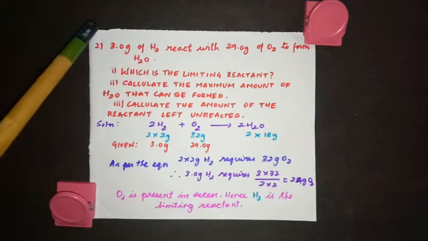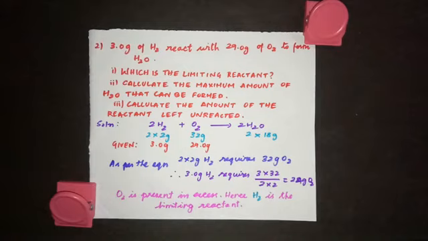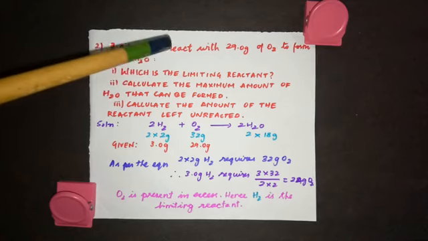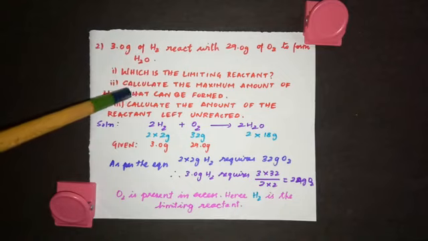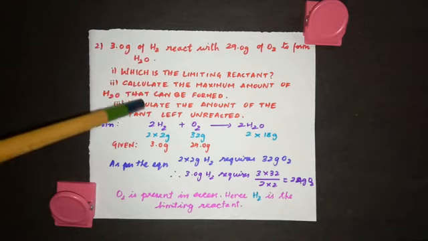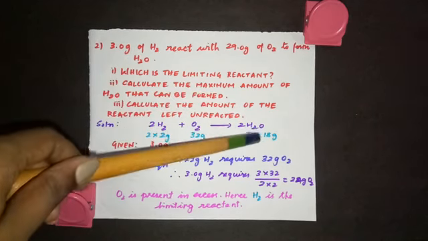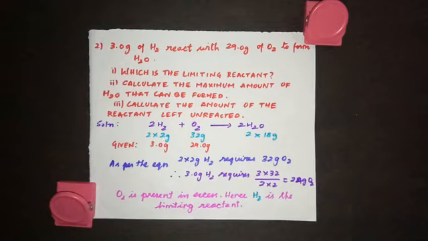So which is the limiting agent? Hydrogen is the limiting agent. So we have answered the first question, which is the limiting agent. Hydrogen is the limiting agent. Now the next question is, calculate the maximum amount of water that can be formed. So they are asking you the amount of product formed. Now you know from which reactant you have to calculate the amount of product formed? From the limiting agent. And which is the limiting agent here? Hydrogen is the limiting agent.